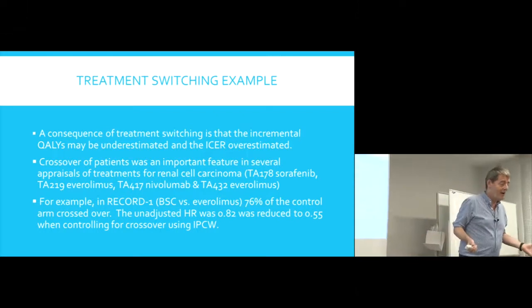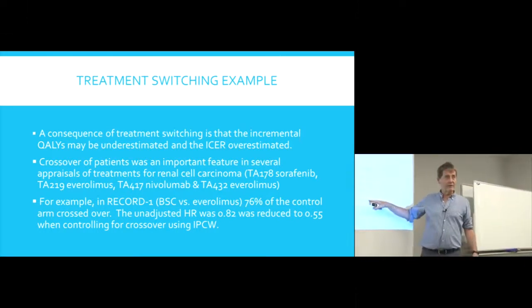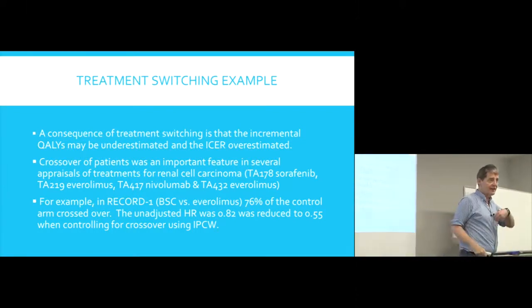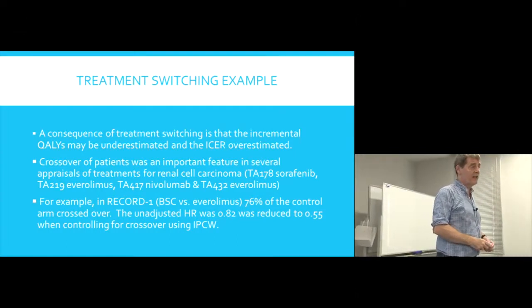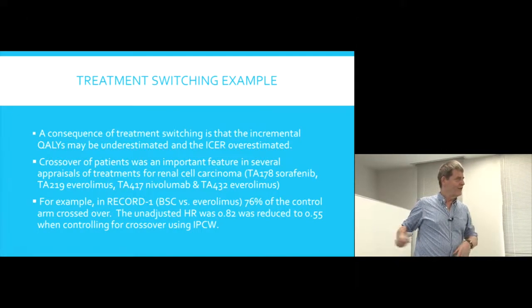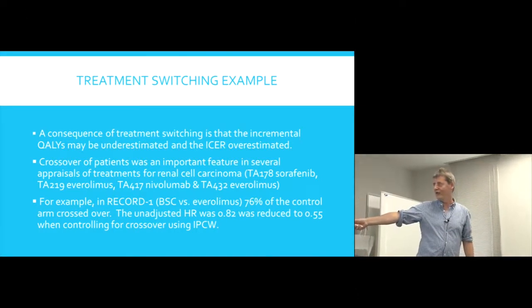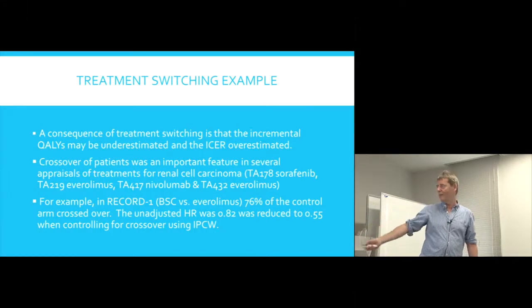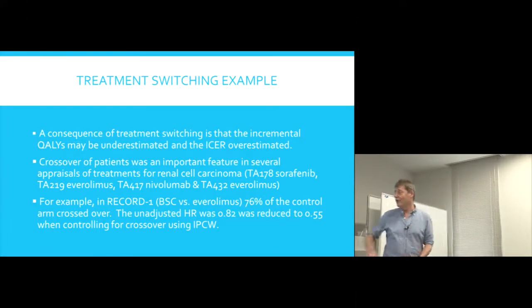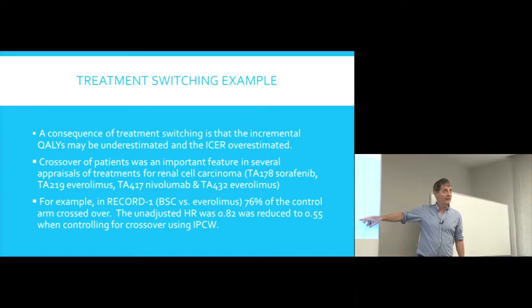Now, to my mind, when you've got so many crossing over and you've got such a marked difference between the hazard ratio, our estimate of how well the drug is working, it would be more damaging to just do the intention to treat. To stick with this 0.82 hazard ratio, it's really unlikely that this is a good estimate. It's quite plausible that this 0.55 is nearer the truth. And so in doing the economic modelling, I would want to use some adjustment for treatment switching in this case.